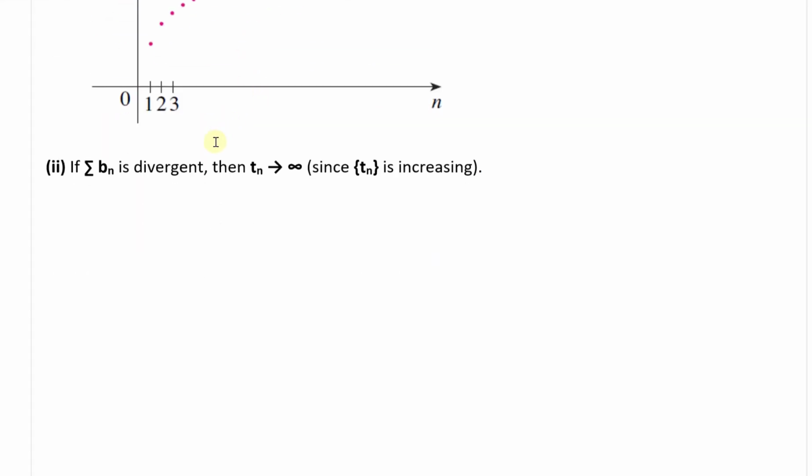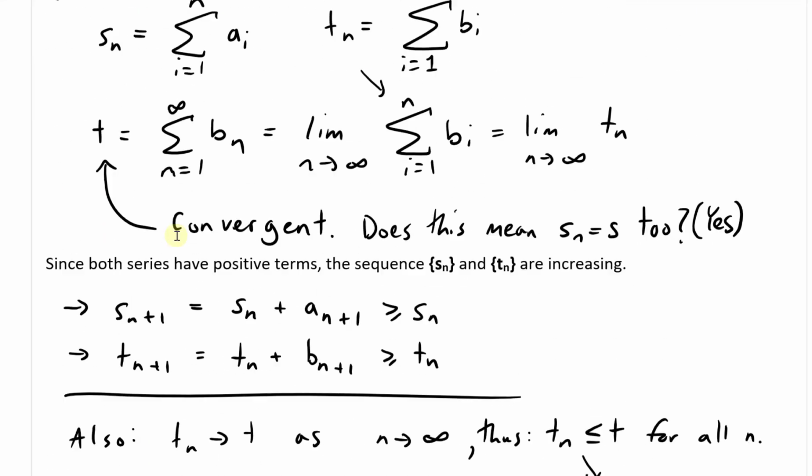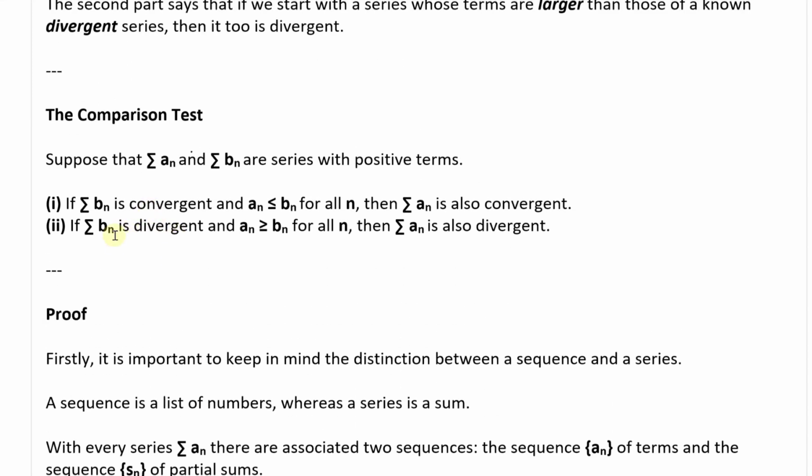So now let's look at the second part right here of that comparison test. The second part says that if the series Bn is divergent, and we're given that An is greater than or equal to Bn for all n, so the terms are always bigger than the comparison term Bn, then the series An is also divergent.